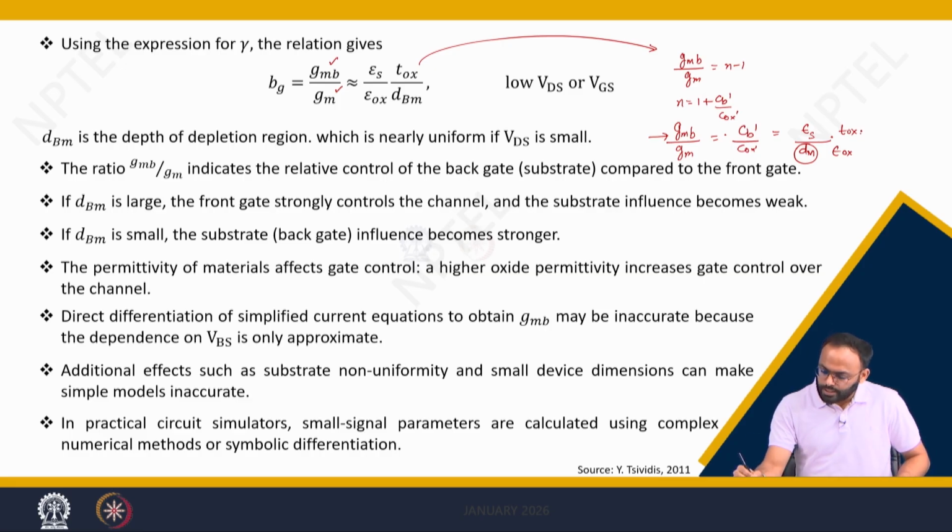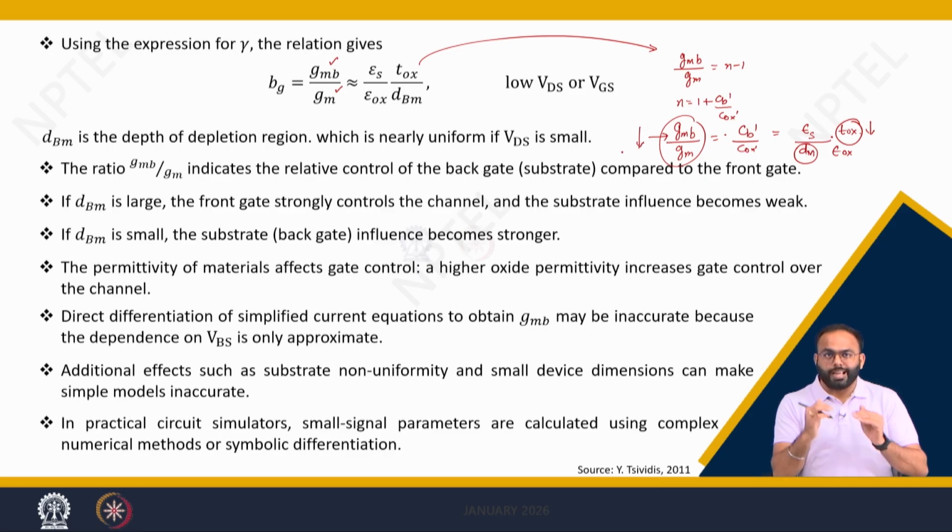Let us consider the oxide thickness is very small. If the oxide thickness is very small, this factor is very small, which means the gate control is more in the channel as compared to the body side. If dm is large, meaning the depletion region in the channel is large, then this is small and hence the gate control is more over the body. That is the basic physics we have already discussed, how the gate and the body control the channel. So, this parameter actually relates the controllability of the gate and the body.